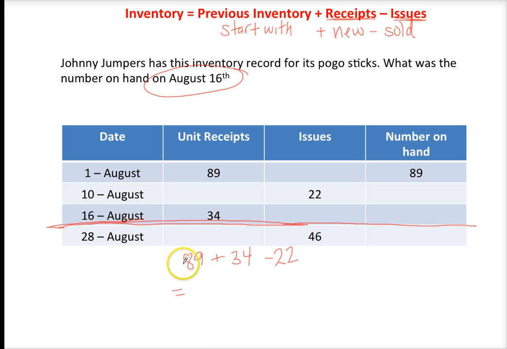Okay, when I calculate that, 89 plus 34 minus 22, I get 101. So they had 101 units on hand on August 16th.